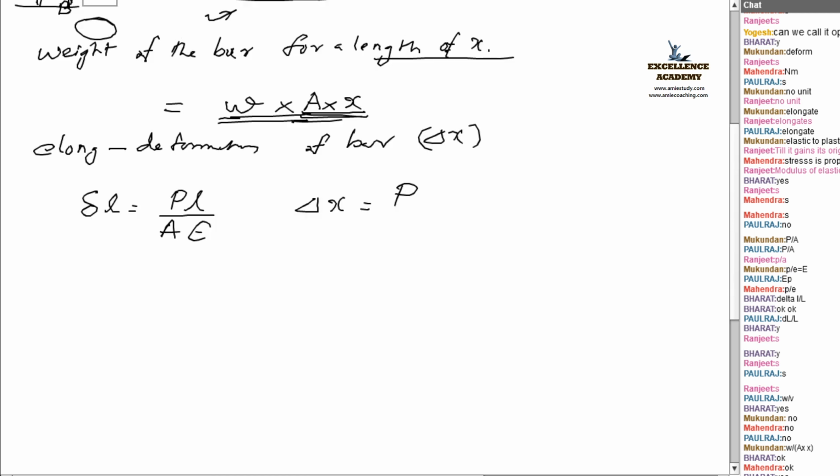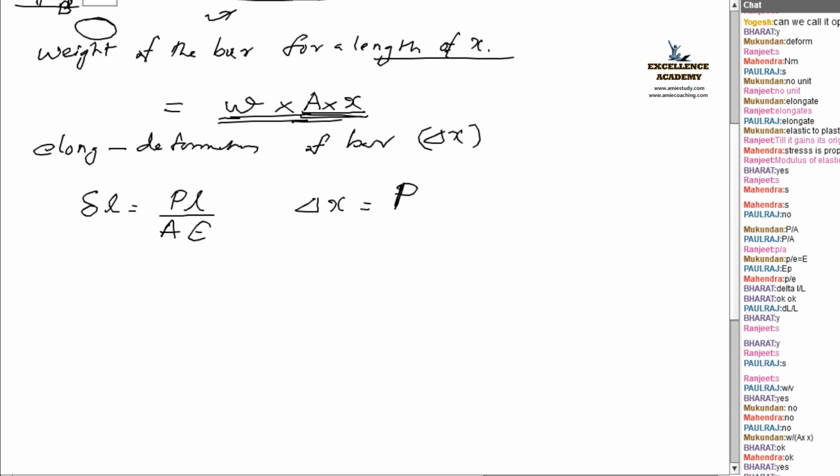Then what is L there? Can I write the full length? No, it is x there. Then what about A? Area remains the same. E also remains the same. So this is the deformation of that much part. Px by AE is the deformation of that much part.